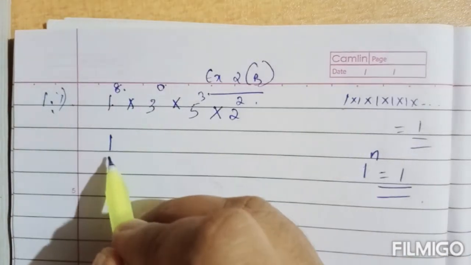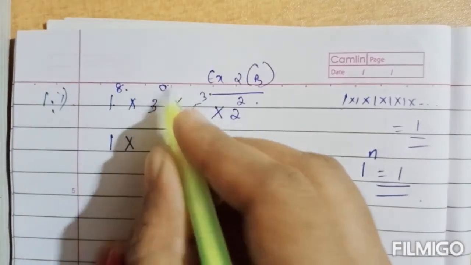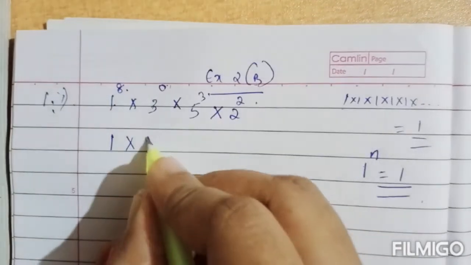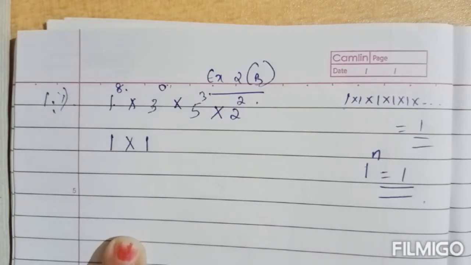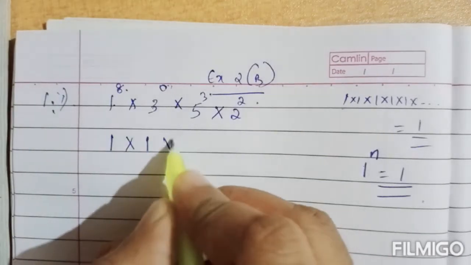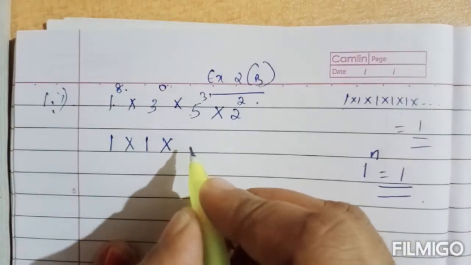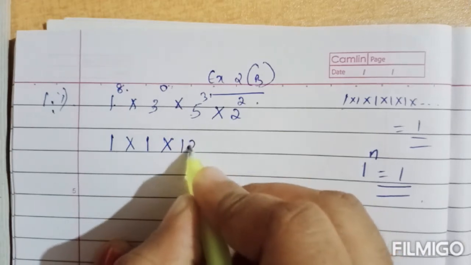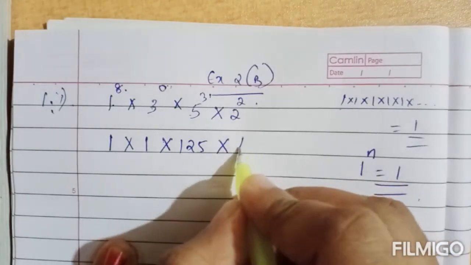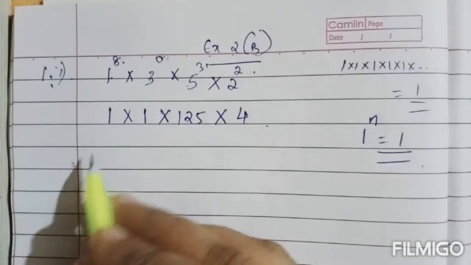So 1 raised to 8, it is 1 into 3 raised to 0. We know any number raised to 0, it is 1. Okay, a raised to 0, value it is 1. 3 raised to 0, 1. 5 raised to 0, 1. Minus 8 raised to 0, it is also 1. So 1 into 1 into 5 raised to 3. We know 5 into 5 into 5, it is 125. Into 2 square. 2 square, 2 into 2, you will get 4. Okay, now you can find the product.